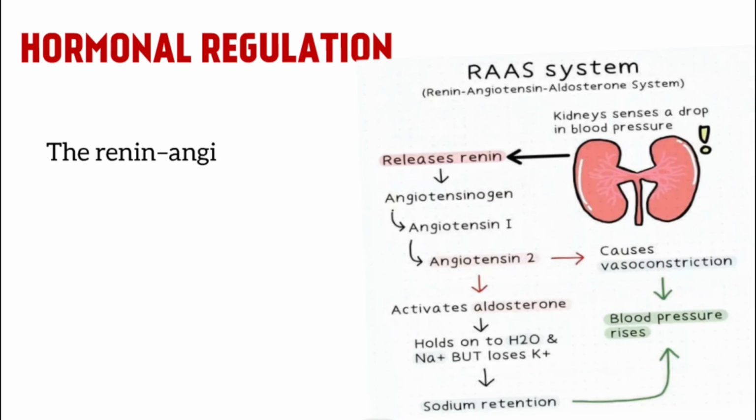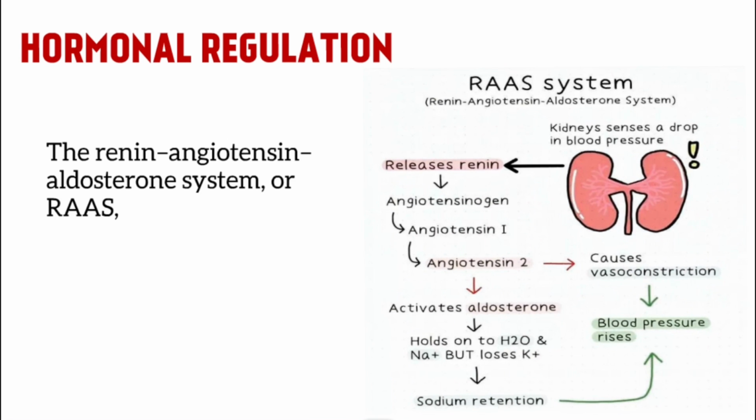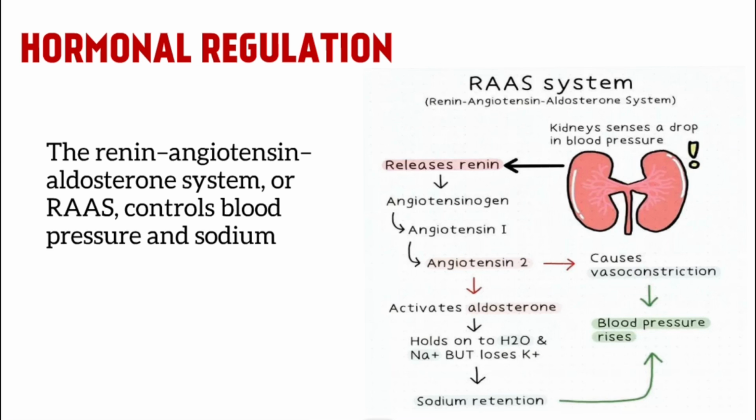The renin-angiotensin-aldosterone system, or RAAS, controls blood pressure and sodium balance. When blood pressure drops, the juxtaglomerular cells of the kidney release renin. Renin converts angiotensinogen from the liver into angiotensin 1, which is then converted to angiotensin 2. Angiotensin 2 stimulates aldosterone release from the adrenal cortex, leading to increased sodium and water reabsorption, which raises blood pressure.